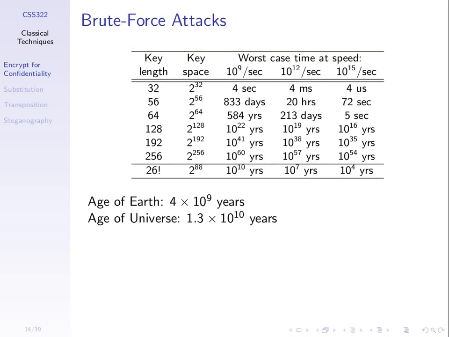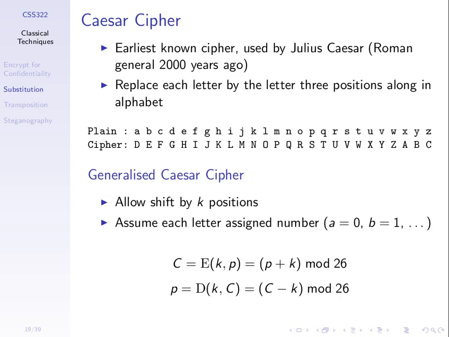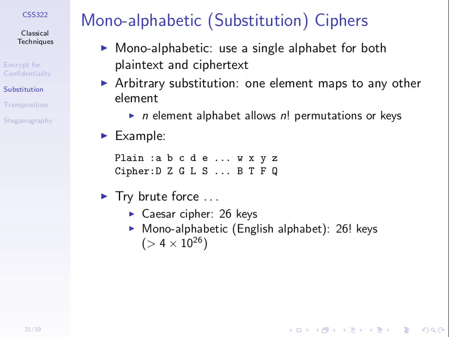Let's look at another cipher, moving on from Caesar cipher. A problem with Caesar cipher is we only have 26 keys. What about a similar cipher that replaces letters with other letters? Generally a monoalphabetic substitution cipher. Monoalphabetic, we use a single alphabet for both input plaintext and output ciphertext.